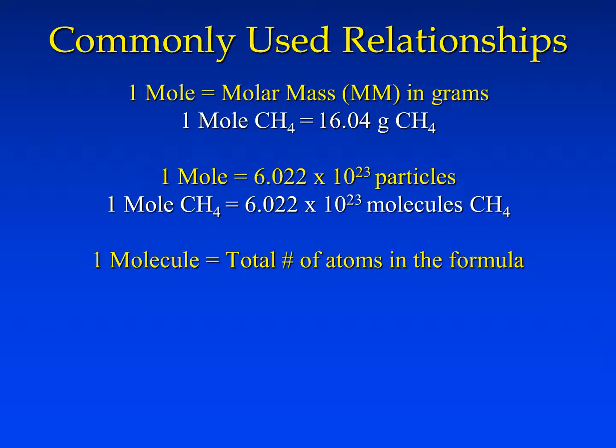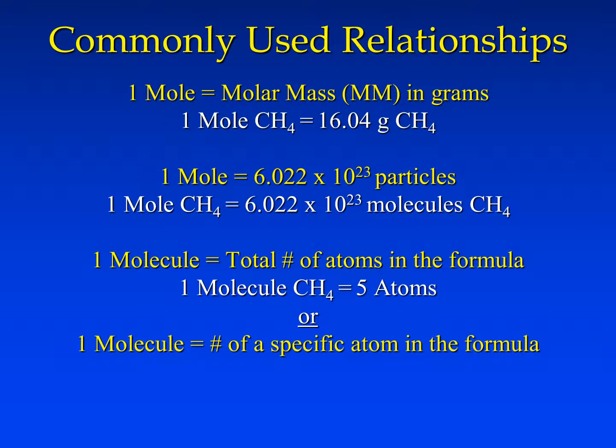If instead I compare molecules to atoms, then one single molecule will contain a certain number of atoms as described by the formula. So 1 molecule of methane has 5 atoms. Or I could also say that 1 molecule of anything would correspond to a specific number of specific atoms in the formula, such as 1 molecule of methane contains 4 atoms of hydrogen.